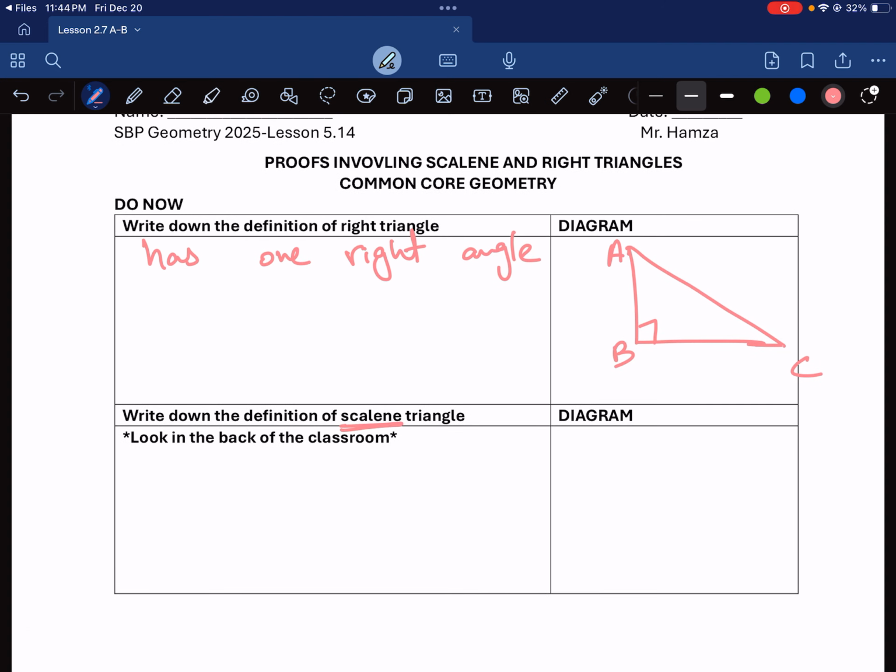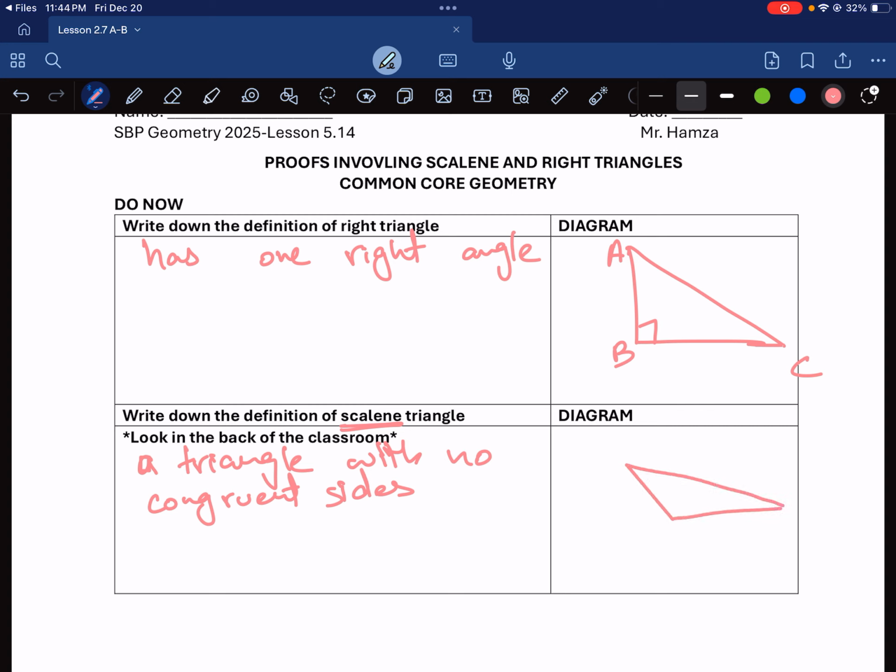We haven't really talked about scalene that much, but you can also look in the back of the classroom. Basically, a scalene triangle is a triangle with no congruent sides. So if I was to draw, I can draw something like this. And as you can see, none of the sides are congruent to any one of them.